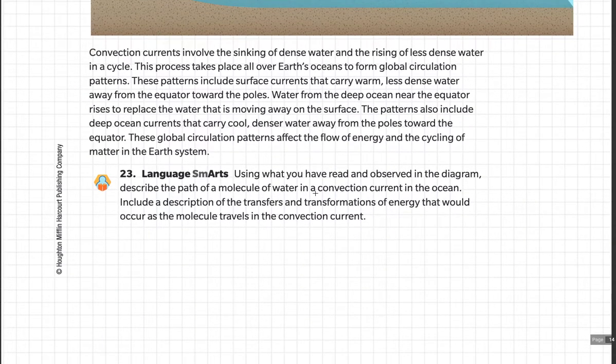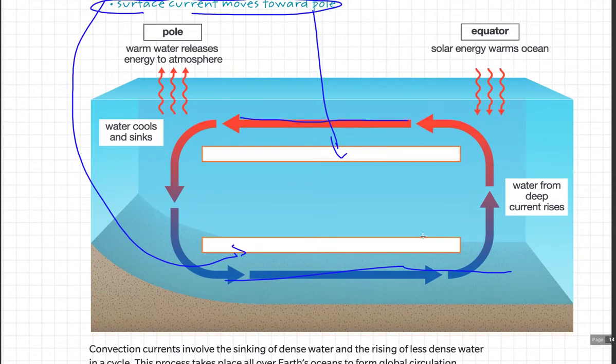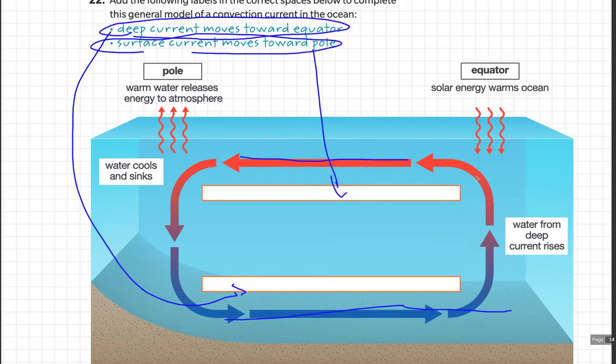Using what we've read and observed in the diagram, describe the path of a molecule of water in a convection current in the ocean. So a convection current in the ocean, let's start at the equator. At the equator, you've got a water molecule. Hi, I'm a water molecule. Not to scale. The water molecule is getting warmer because it's near the equator, and so it's traveling along in its current till it gets to the pole.